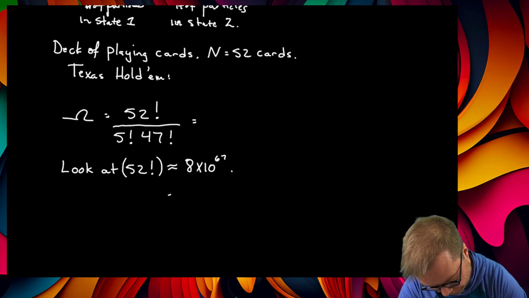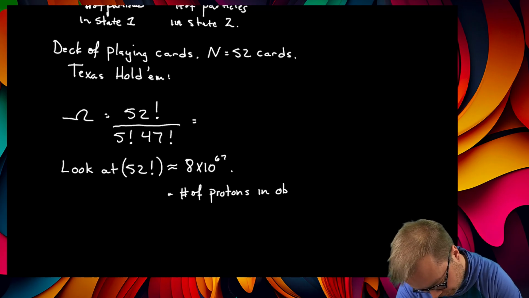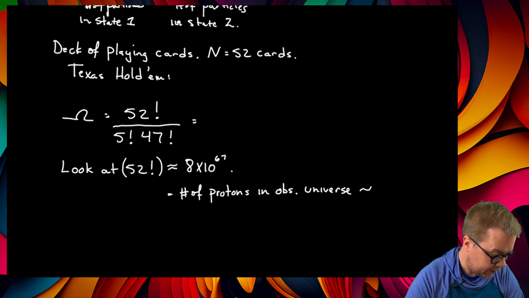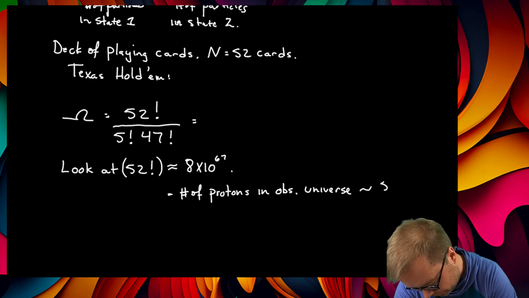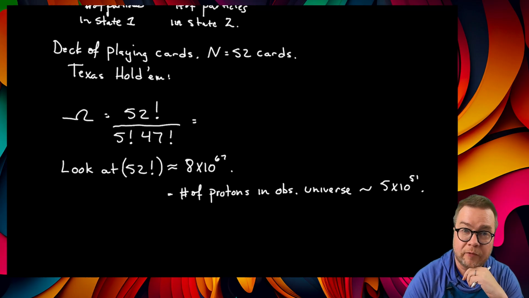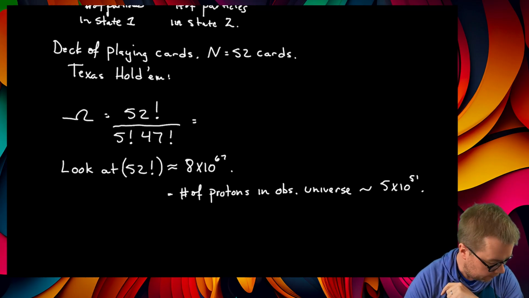So one example, the number of protons in the observable universe is, on the order of, I wrote it down here, 5 times 10 to the 51. So 52 factorial is bigger than the number of protons in the observable universe. Mind blown. Okay.